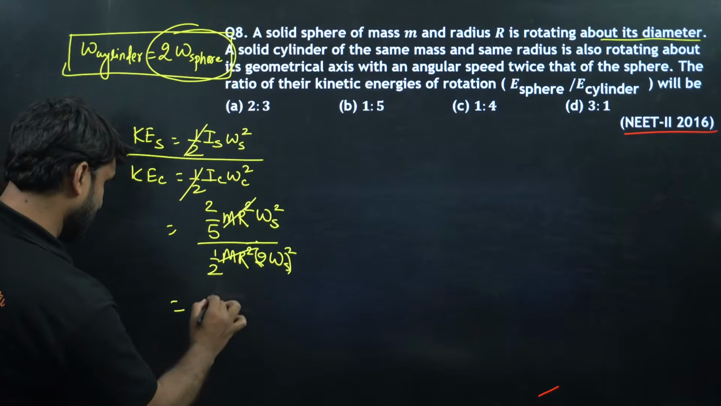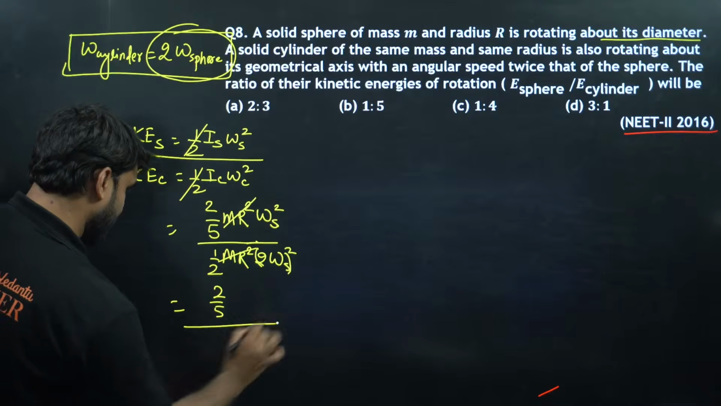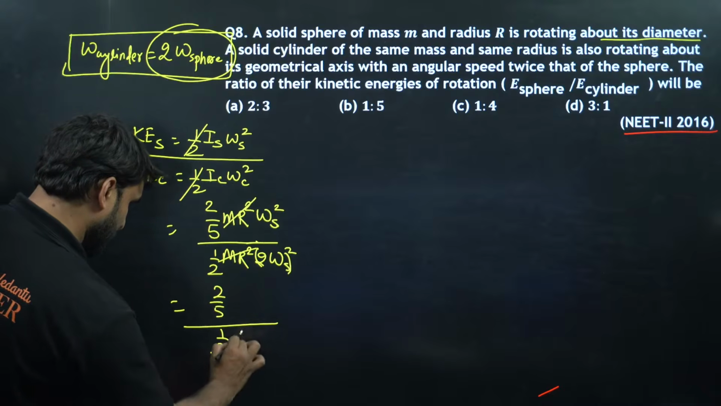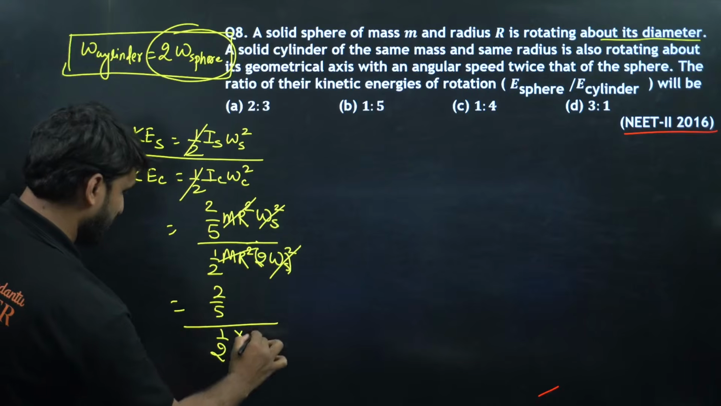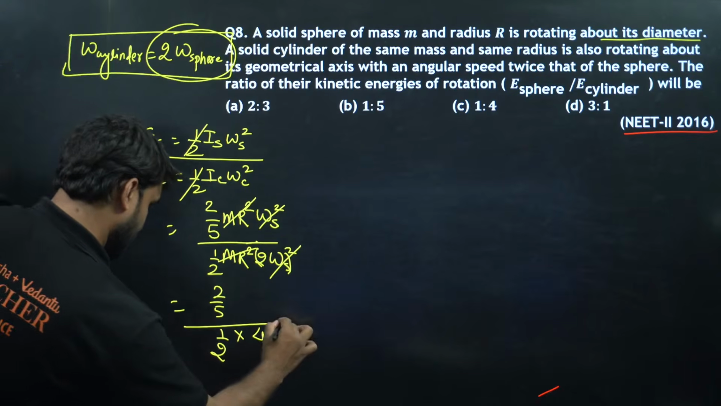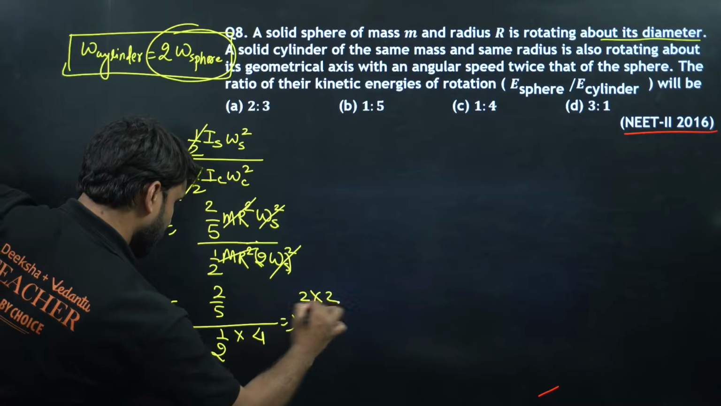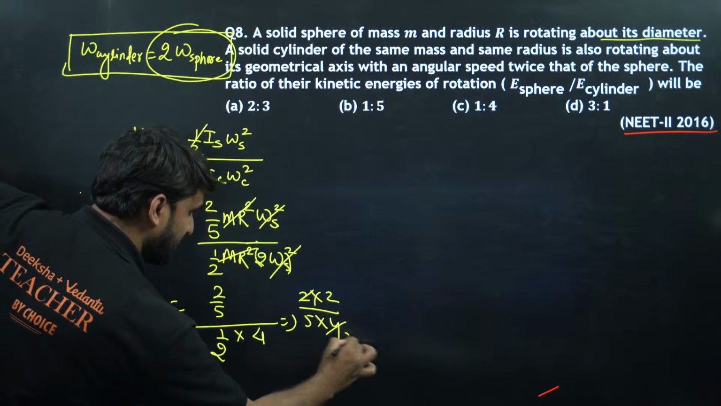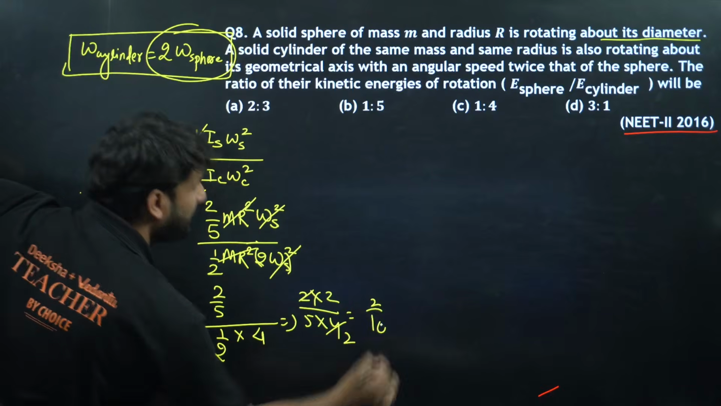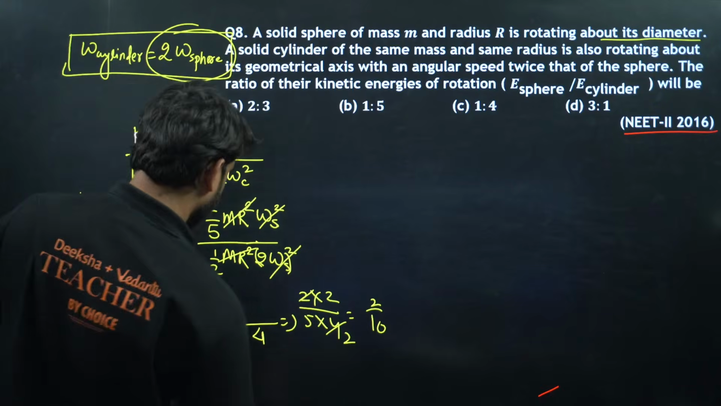So we are getting here 2 by 5 divided by 1 by 2 into, and this is equal to what? Omega square will be cancelled and 2 square will be 4. So 4, can we write this? 2 into 2 divided by 4 into 5. So 2 cancel here. So this is equal to 2 by 10. Any option is there? Which option is correct?